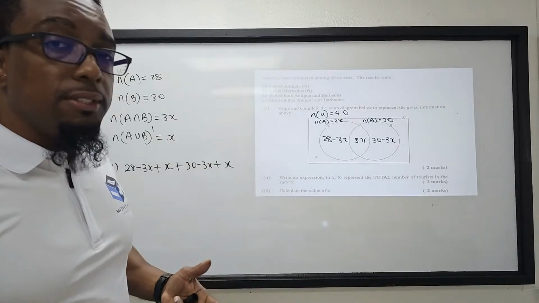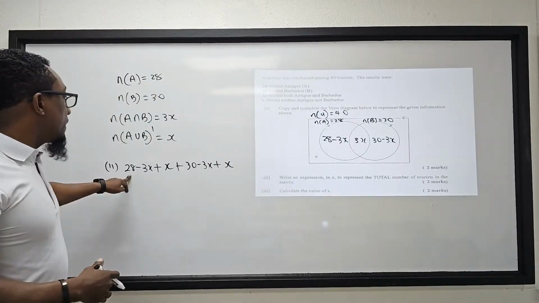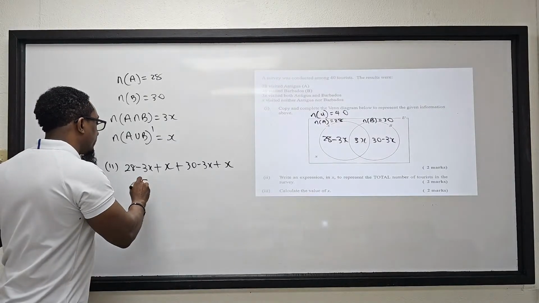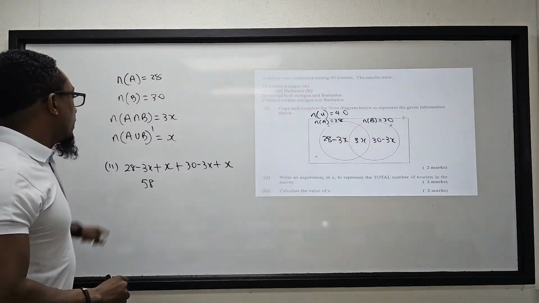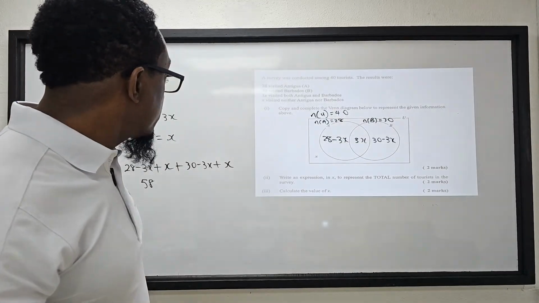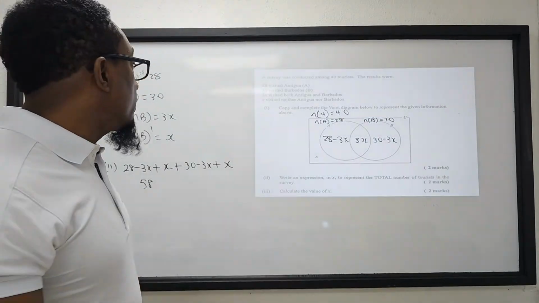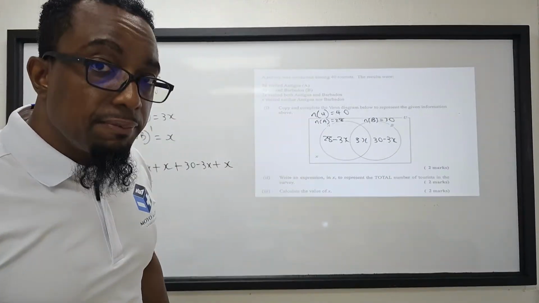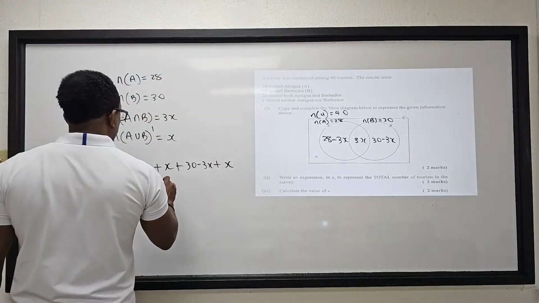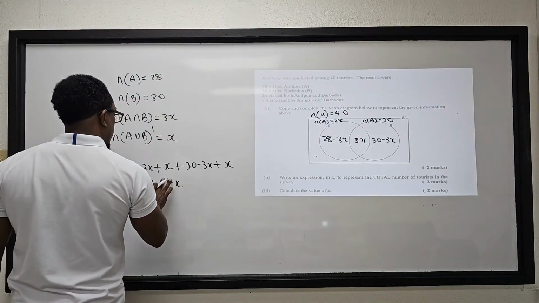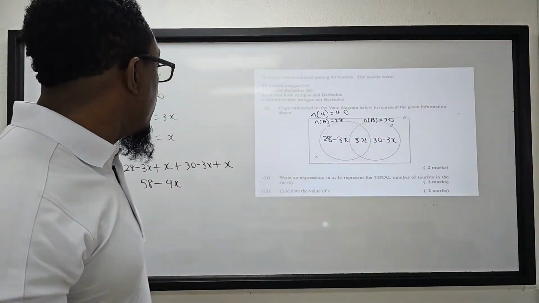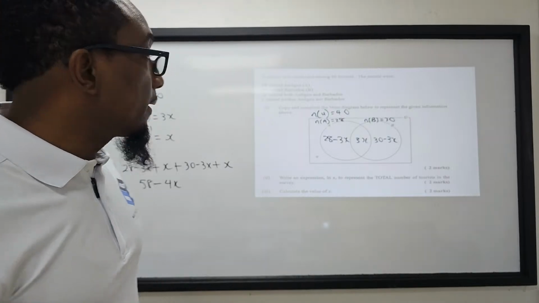So you're testing your knowledge of simplification. This is 28 plus 30. That will give us 58. Negative 3x plus x will give us negative 2x. Negative 2x subtract 3x will give us negative 5x. Negative 5x plus x will give us negative 4x. So that there is your expression in terms of x.